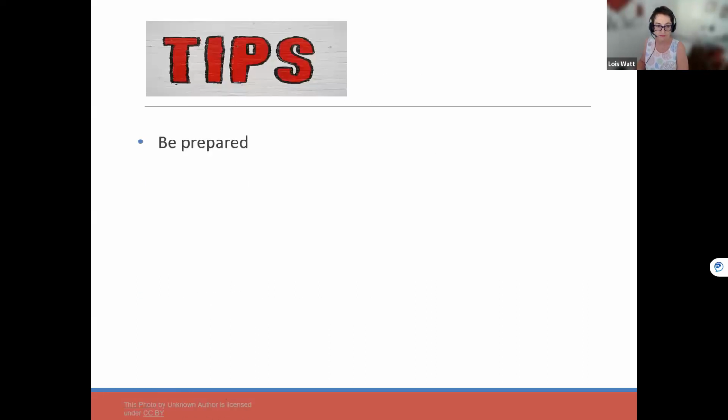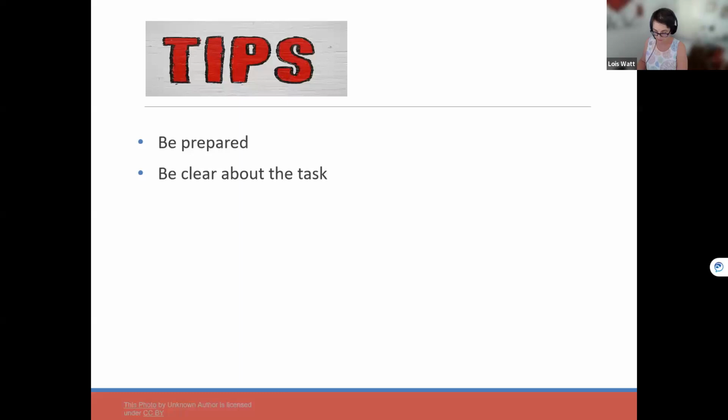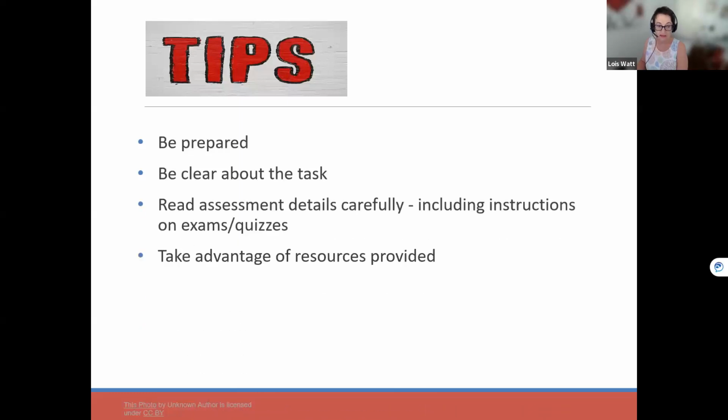So tips: be prepared, and this will go for your oral presentation that you are going to be presenting over the next few weeks. Be clear about your tasks, it's really hard to get a good mark if you're not. Read assessment details carefully. And, you know, they say all the information is in the detail, including instructions on exams, quizzes.